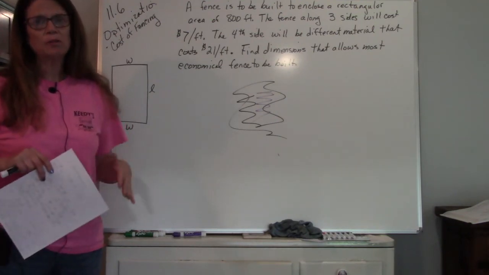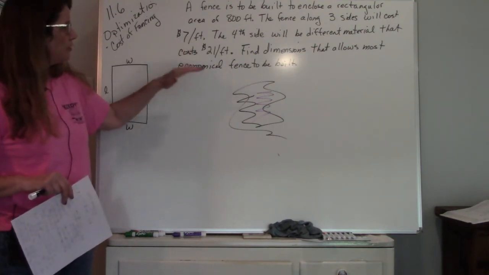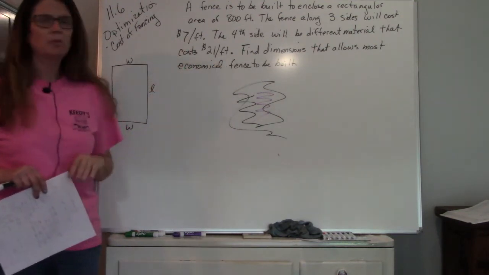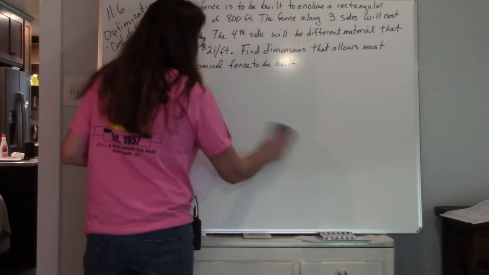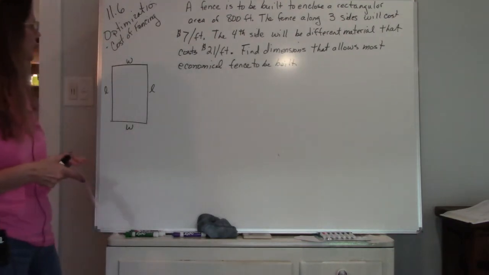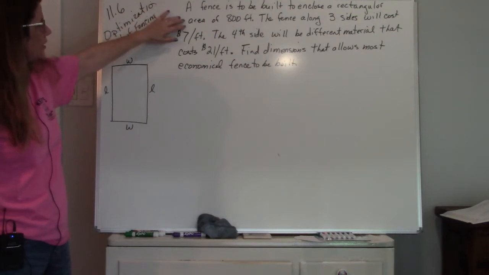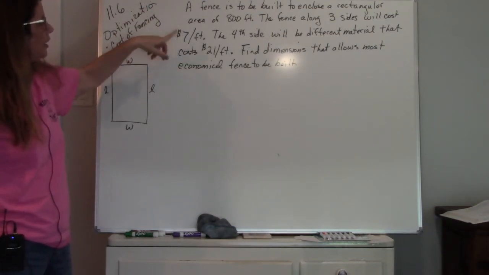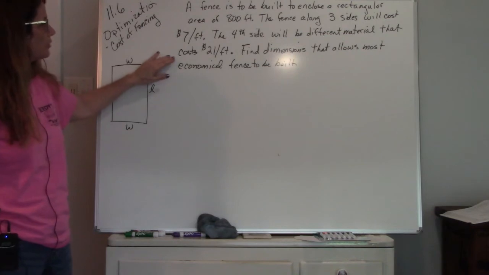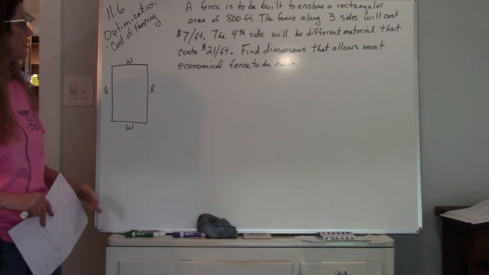So sometimes you have to put the wording in a different format. So it says find dimensions that allow most economical fence to be built. So that would be the minimum cost. So here's the scenario. You have a fence and it encloses a rectangular area of 800 feet. The fence along 3 sides will cost $7 a foot, and the 4th side will be a different material that costs $21 a foot. And then find the dimensions that allows most economical fence to be built.